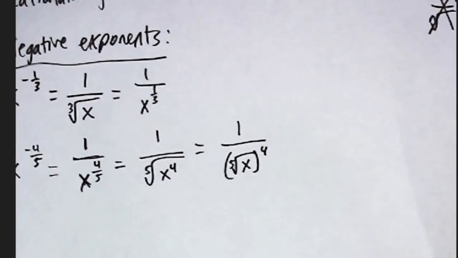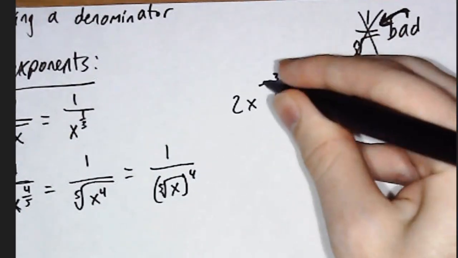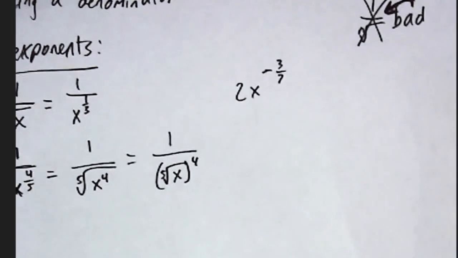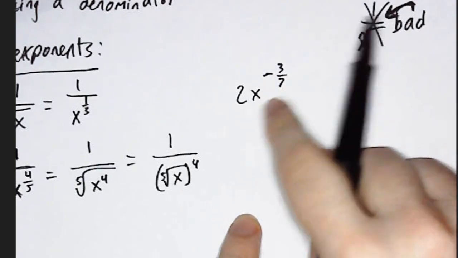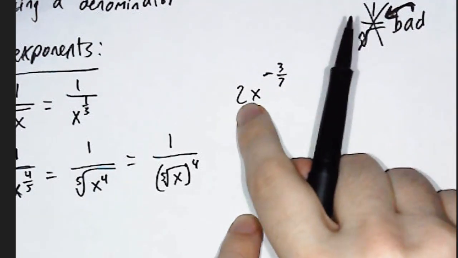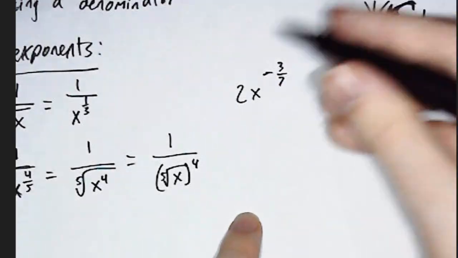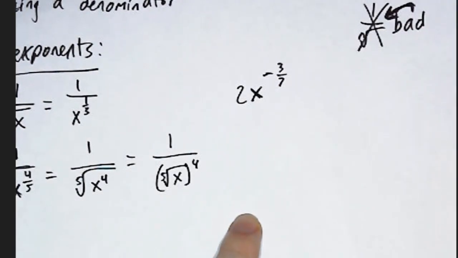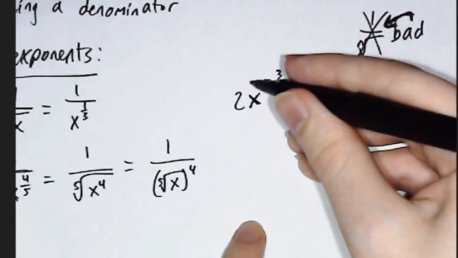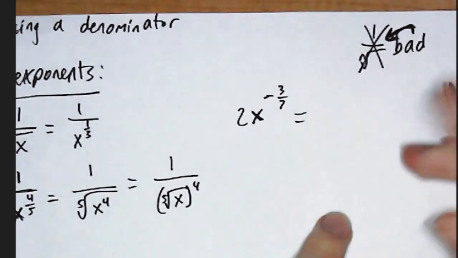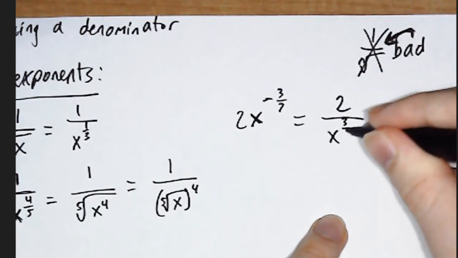Alright, now let's do the next example, which is 2x to the negative 3/7. And if I'm going too fast, feel free to pause the video. Keep in mind, in this particular expression, the only thing that's being raised to an exponent is the x. The 2 is not being raised to the negative 3/7. The 2 is separate. So the 2 is not going to move, because the 2 is only being raised to effectively the first power. So on top, we're still going to have that 2. And on the bottom, we have the x to the positive 3/7 now.